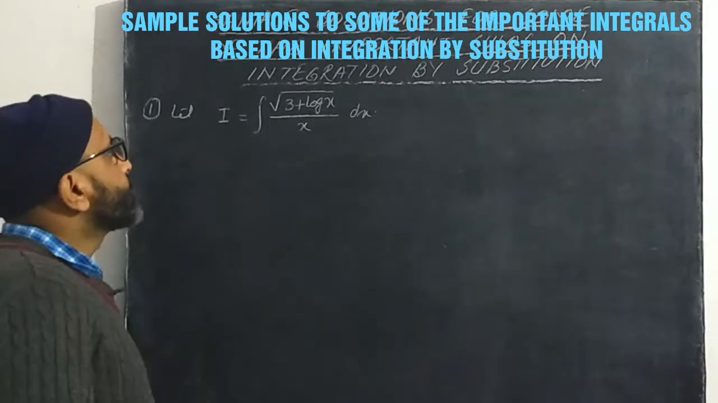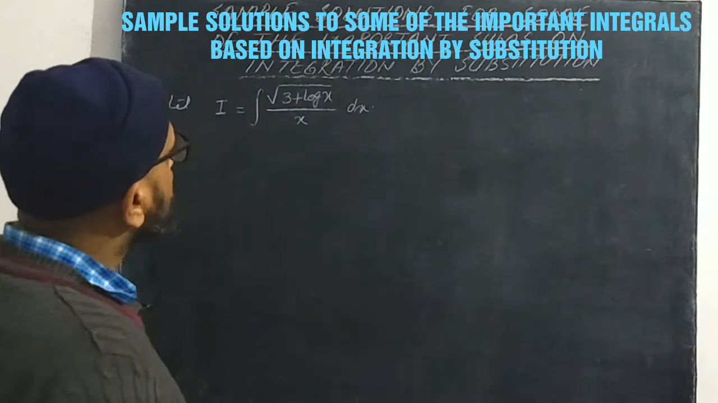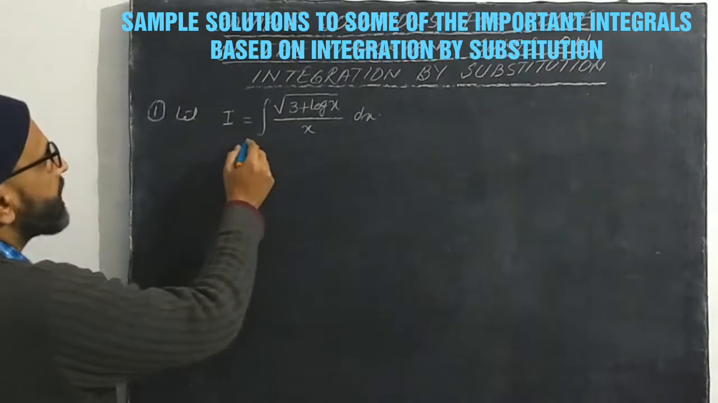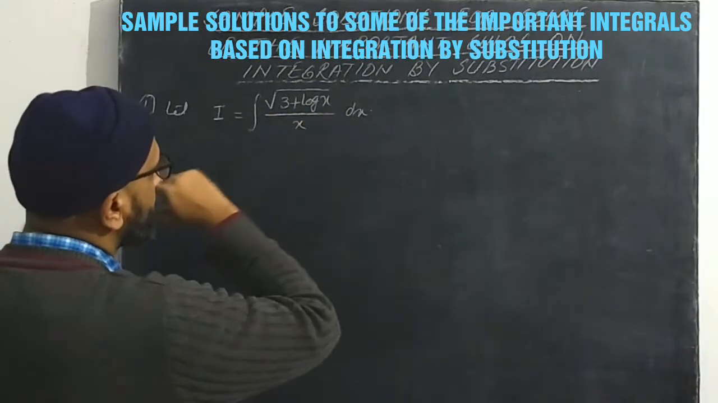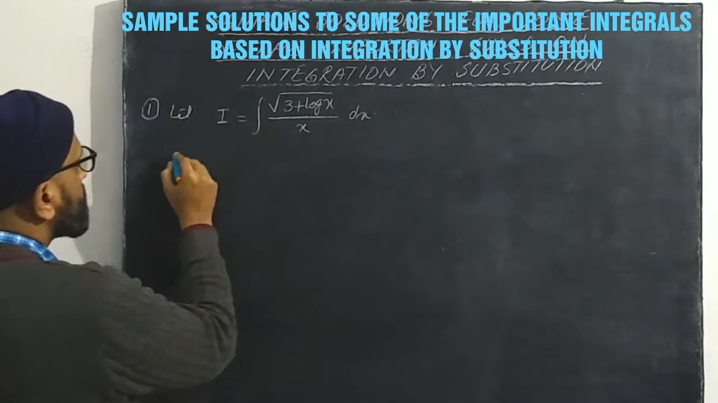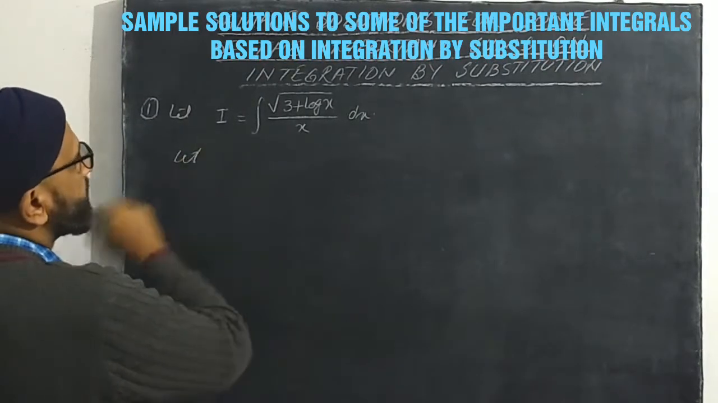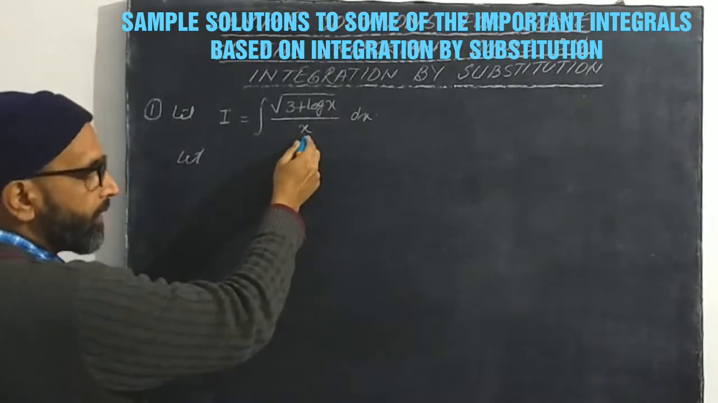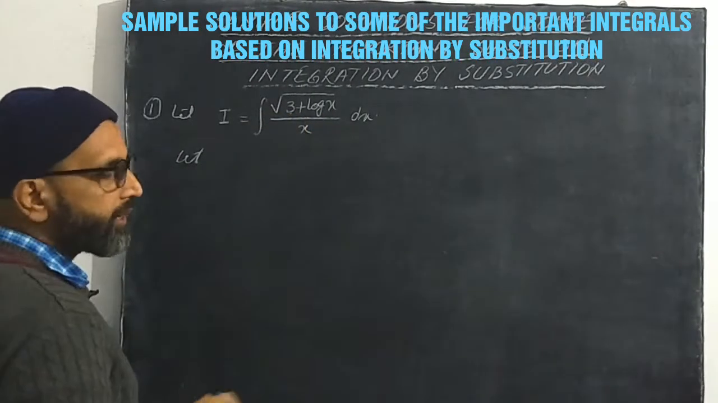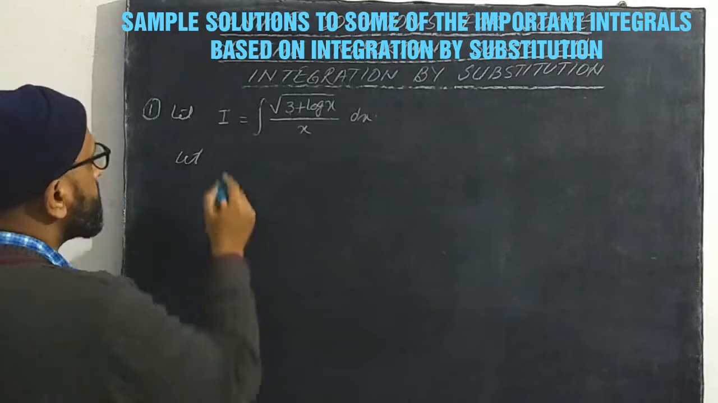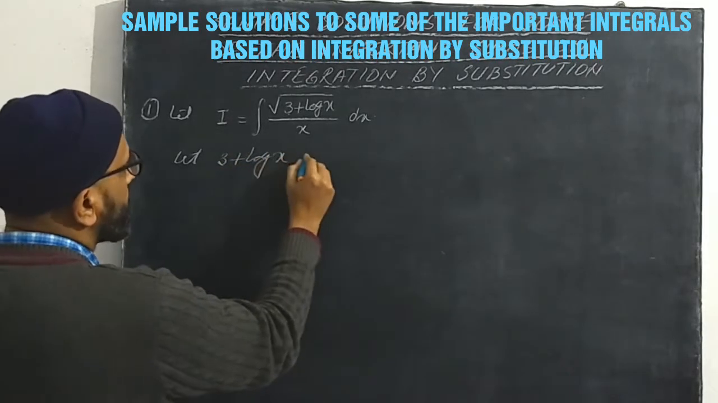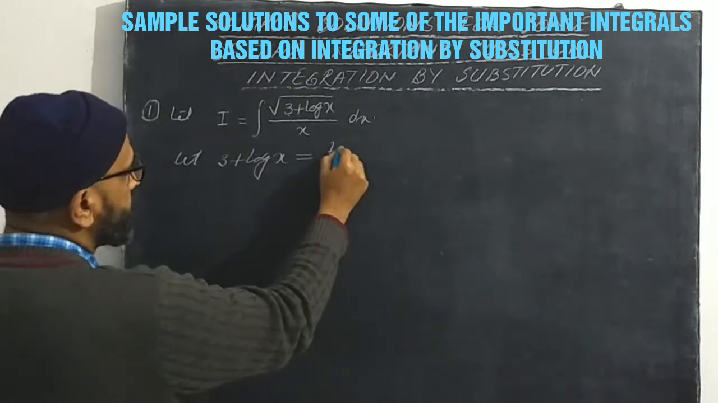Now here we are going to solve some of the very important sums based on integration by substitution. So the first example we have taken is the integral of square root of 3 plus log x upon x. As you see, the differential of 3 plus log x will be 1 upon x, because the differential of 3 is constant and the differential of log x is 1 upon x. So let 3 plus log x be equal to t.